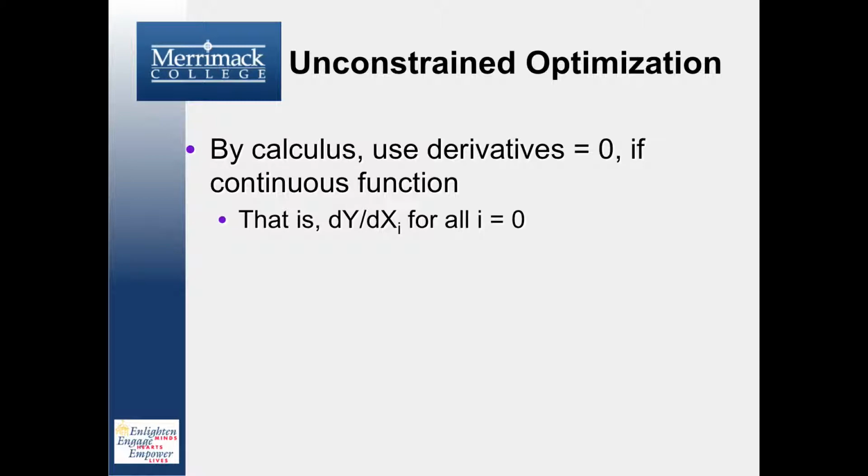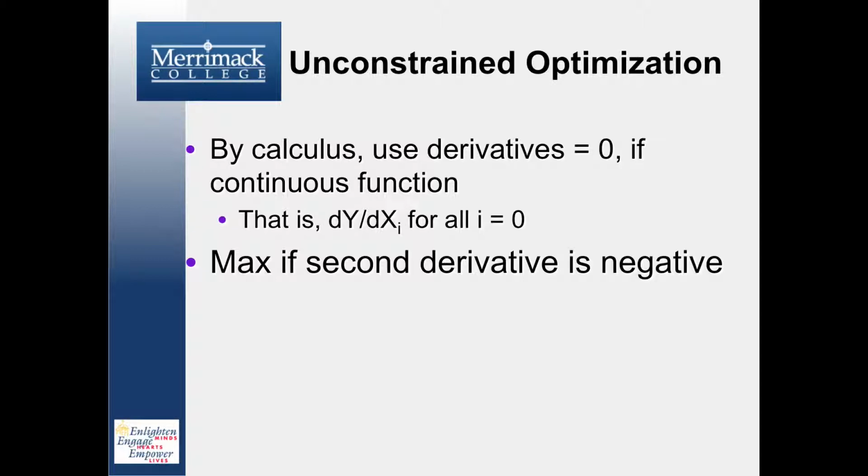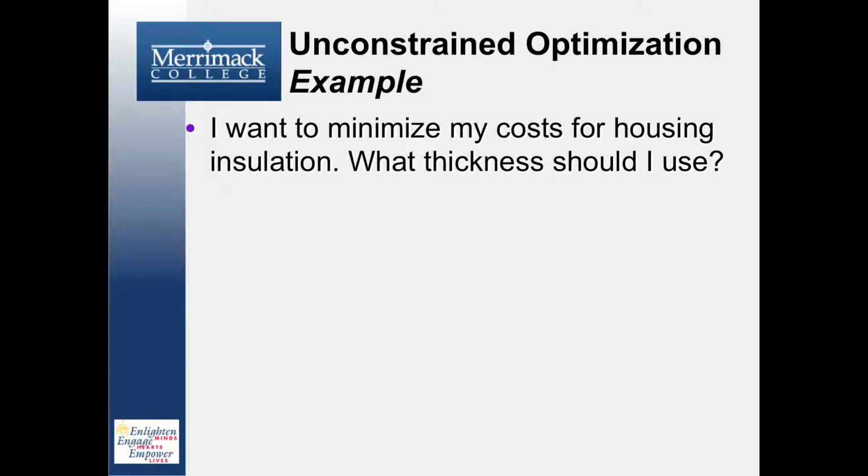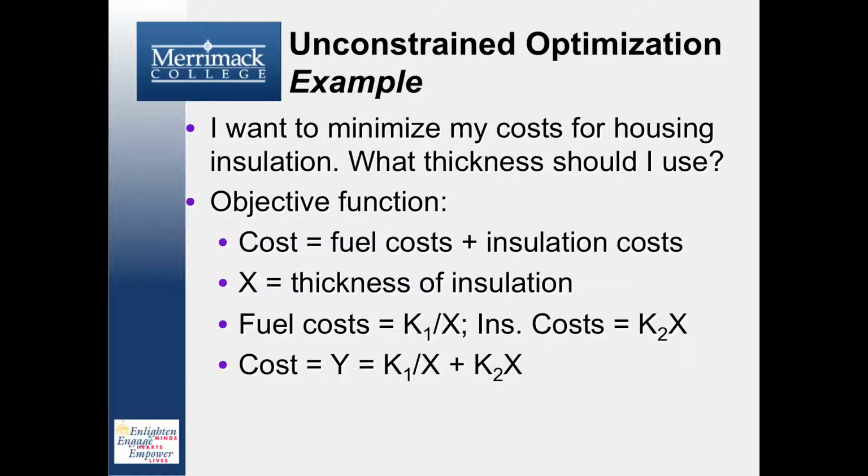And that's fine for some things. Often it's not doable, though. We know max if the second derivative is negative, of course, and positive means minimum. So an example, I want to minimize my costs for housing insulation. So what thickness should I use? Well, the objective is to minimize my cost, and the costs, I'll say, are two things, fuel costs and insulation costs. And the input variable is the thickness of the insulation.